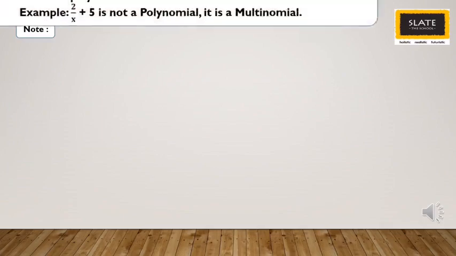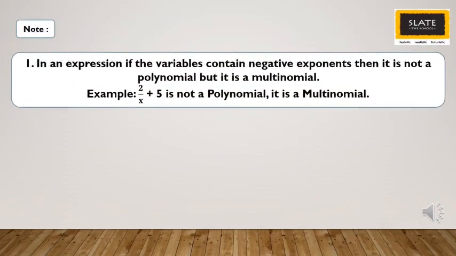Here, these are some important points related to polynomial. First one, in an algebraic expression, if the variables contain negative exponents, then it is not a polynomial, but it is a multinomial. Take one example, 2 by x plus 5. We have seen already this kind of example. 2 by x plus 5 is not a polynomial, it is a multinomial.